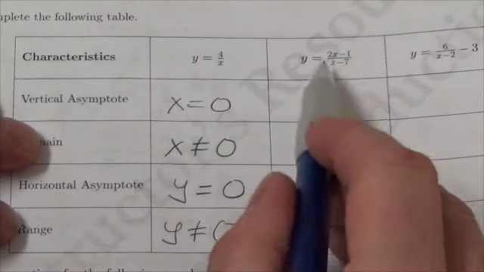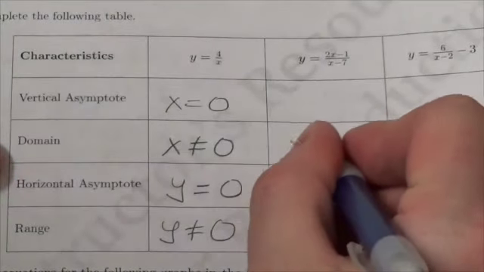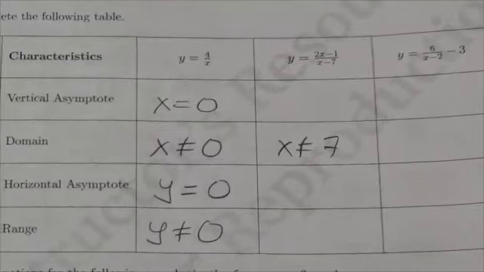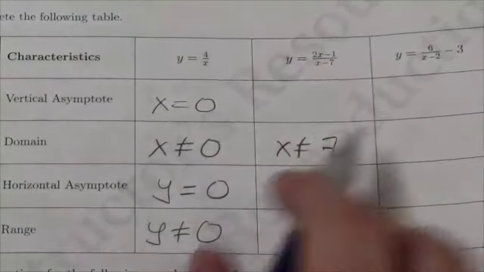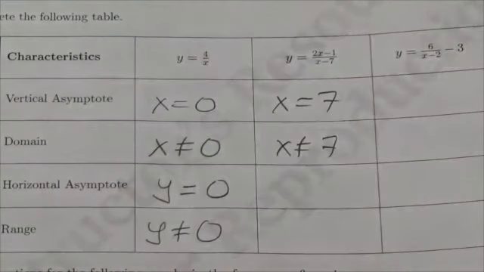For this second function, 2x minus 1 over x minus 7, again, it's undefined where x is equal to 7. That's where the denominator goes to 0, and there's not much I can do about that. I can't cancel anything, so I'm stuck with that, which means that my vertical asymptote is also x equals 7.